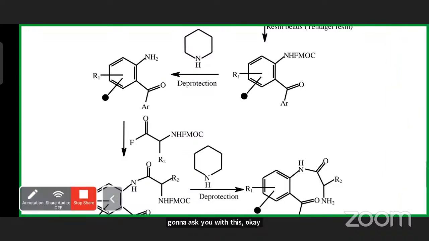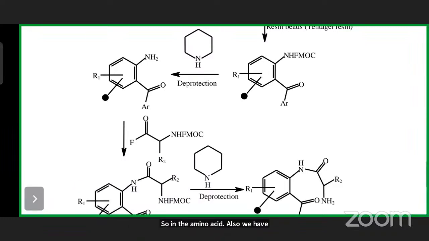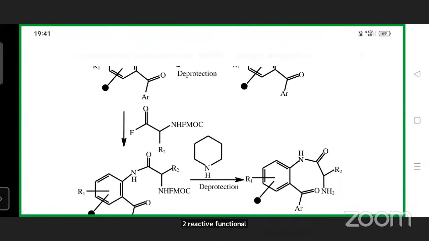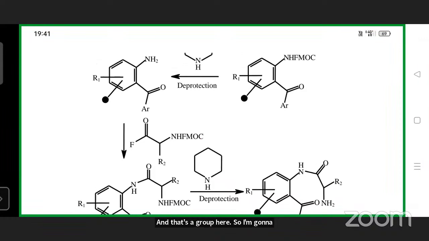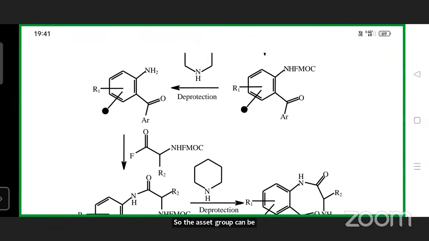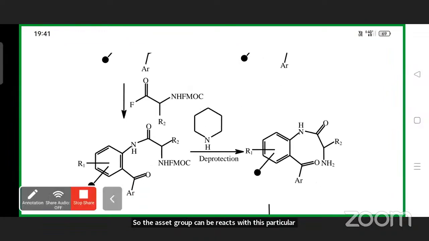In the amino acid also we have two reactive functional groups, the amino group and the acid group. The amino group is protected here, so the acid group reacts with this particular amino group and forms a peptide bond.